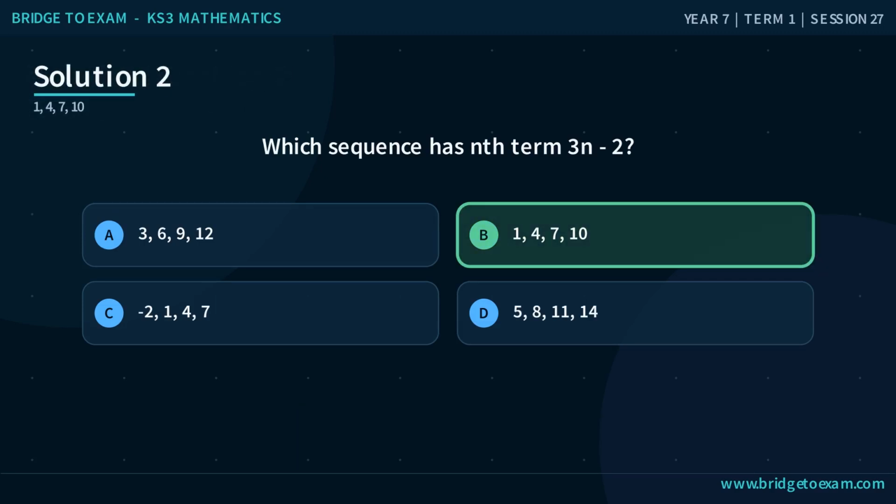Option B is correct, 1, 4, 7, 10. 3 times 1 minus 2 is 1. 3 times 2 minus 2 is 4. Continuing gives 7 and 10, so every term matches option B.